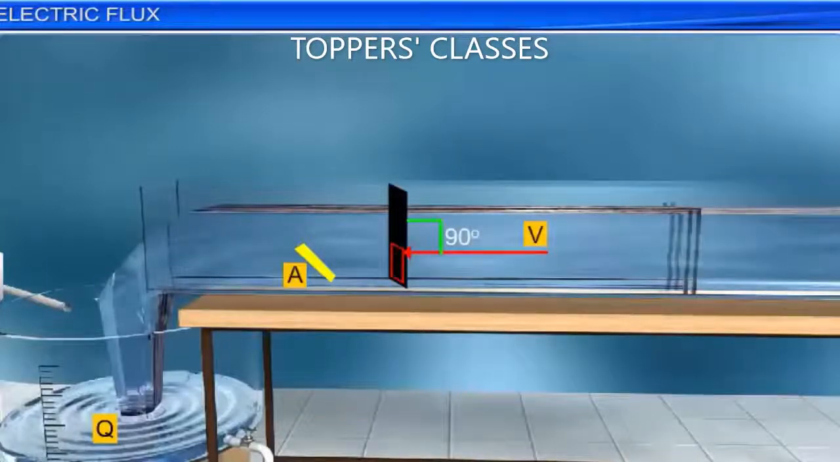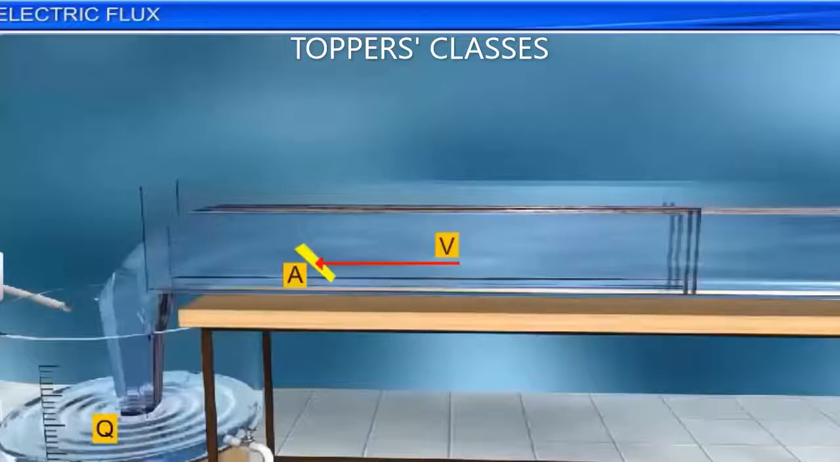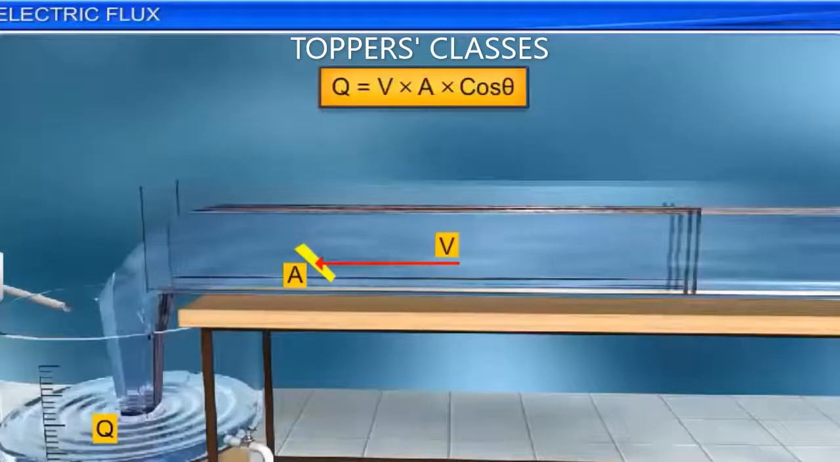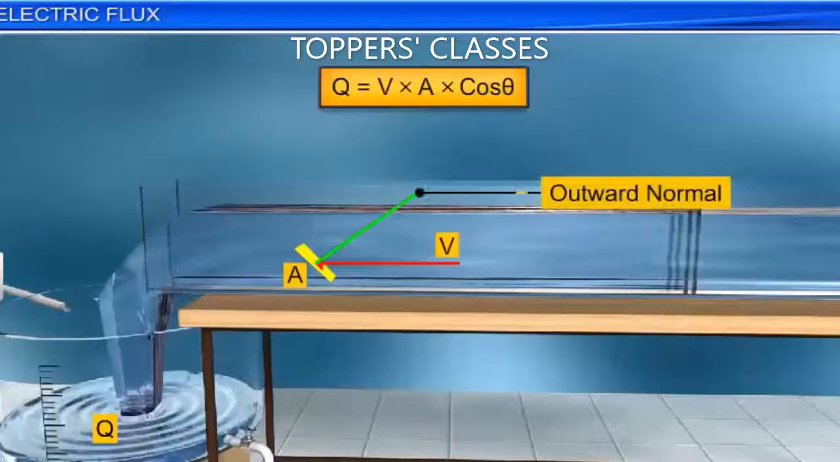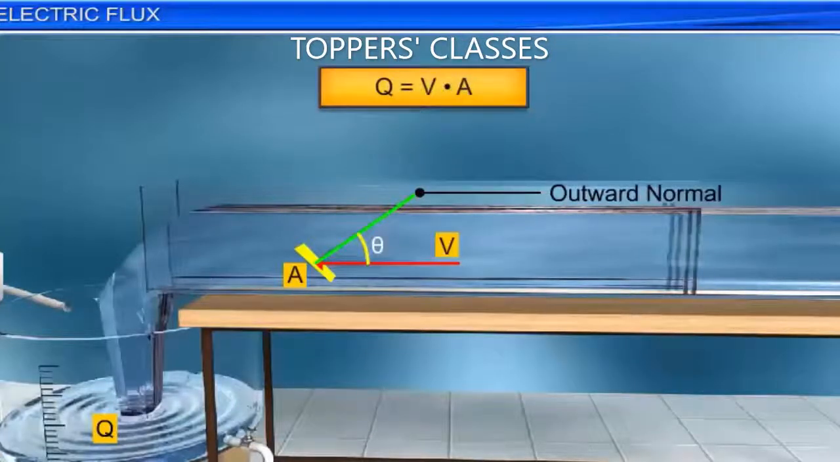Then, the equation will be modified to Q is equal to V into A cos theta, where theta is the angle that the outward normal to the plane makes with the direction of flow of water. Here, V and A are vectors, and as Q represents the quantity of water, it is a scalar. Mathematically, we can write the equation as Q is equal to the dot product of V and A.